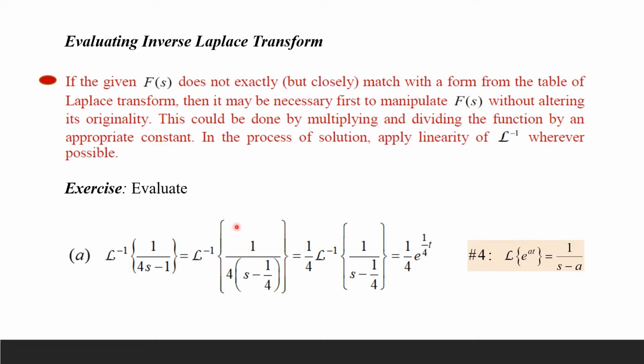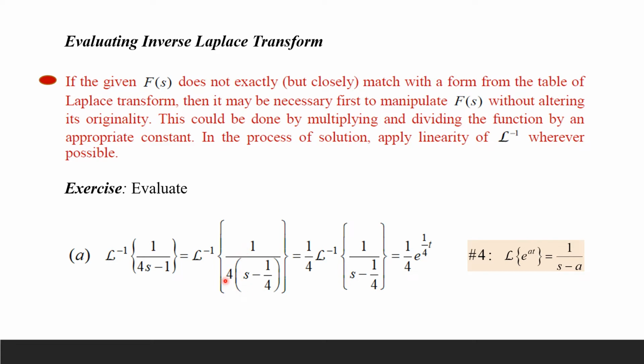So remember, when we want to manipulate the F(s), we must make sure that we do not alter the original function. Okay, so if we have factored the number 4, to get back the original function, 4 must be multiplied by s minus a quarter. 4 times s is 4s, minus 4 times a quarter is 1. Okay, after having done this, 1 over 4 is just a constant.